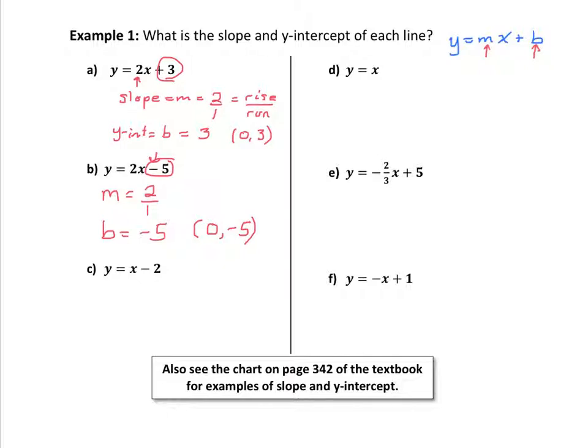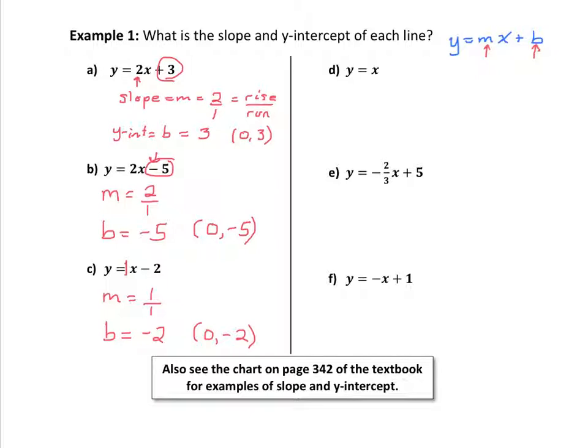In example C, it appears that there is no number in front of the x variable. However, we know that if there's no number written there, it's like saying there's a 1, because 1 times x still just equals x, and we don't need to write the 1 there. So in example C, our slope is 1, or 1 over 1, if we're looking at rise over run. And our y-intercept is again going to be negative because we have minus 2 on the end. So our y-intercept is at negative 2, or (0, -2) is the coordinates of the point.